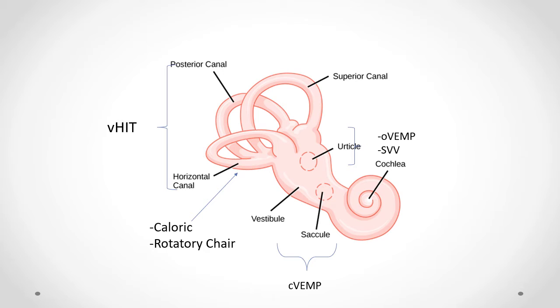Okay, now let's take a look at this slide which shows the diagram of the inner ear, which includes both hearing and balance organs: cochlea, semicircular canal and otolith organ. So as we can see here, each part has specific tests that we can use to assess its function.